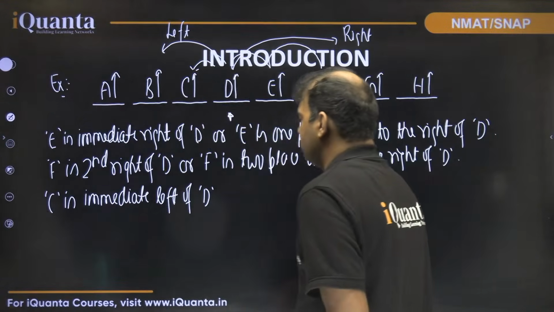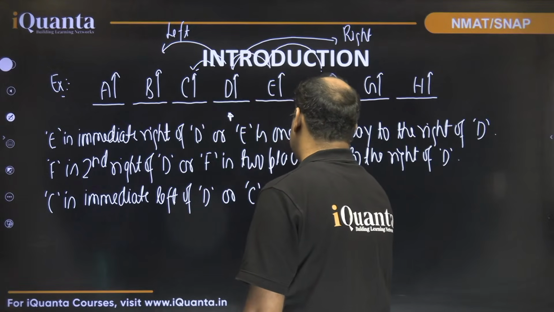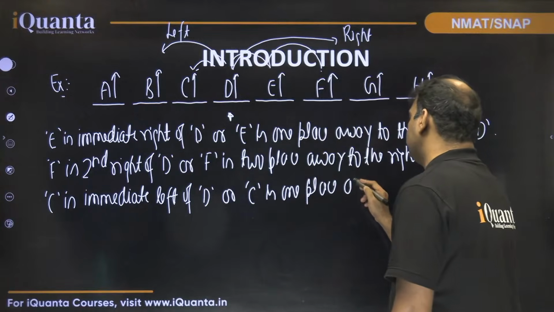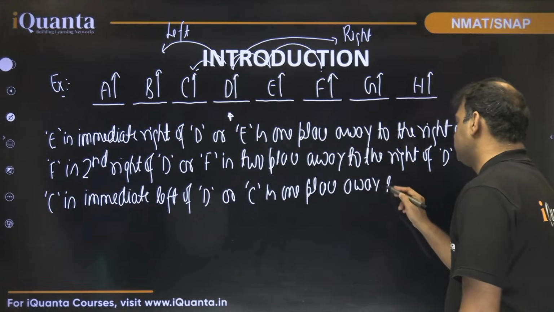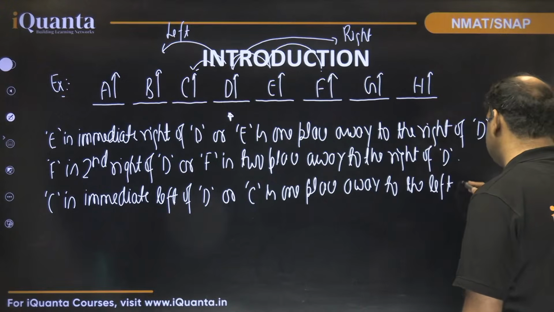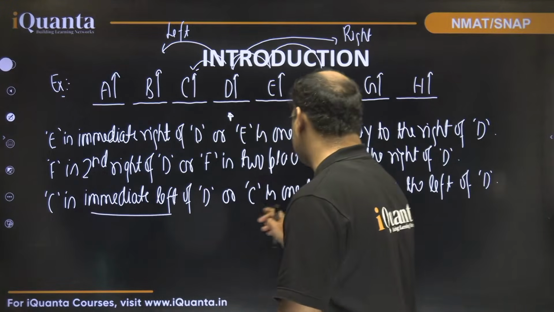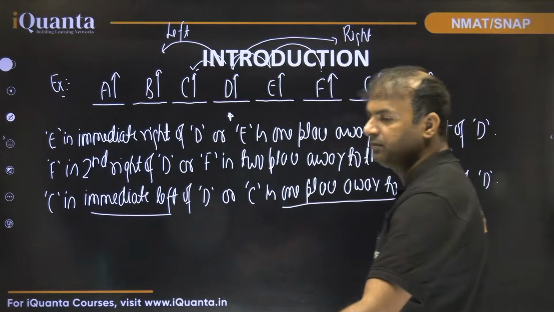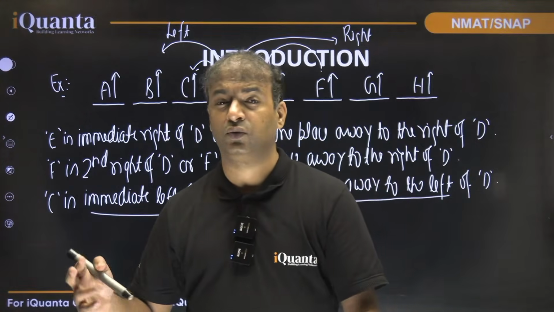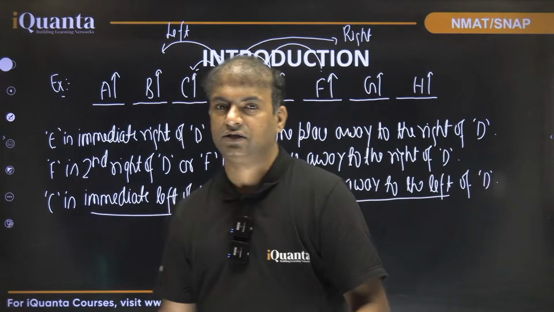Alright, C is immediate left of D. This is what we can say. Or we can also say that C is one place away to the left of D. We should know all the meanings, guys, because in the question, they can write any kind of information. They can write this relation, they can also write this relation, or maybe they can write some other relation as well. So we should know all kinds of relations to connect exactly the same two people, right?